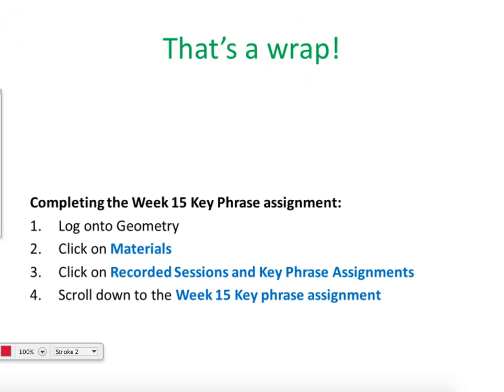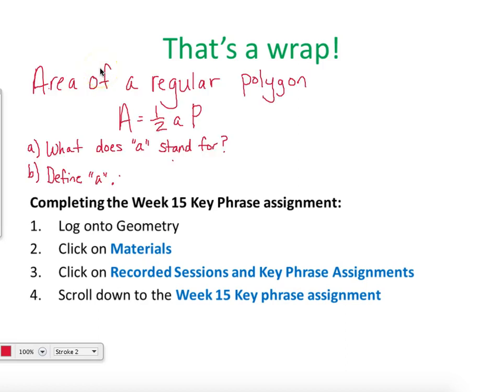Let me put up your key phrase assignment. All right, so one of the things you learned about in this recording is the area of a regular polygon. And we learned that the formula for a regular polygon is 1/2 lowercase a times capital P. But it's really important that we understand what the variables represent.